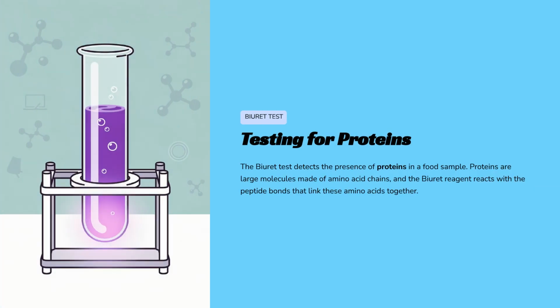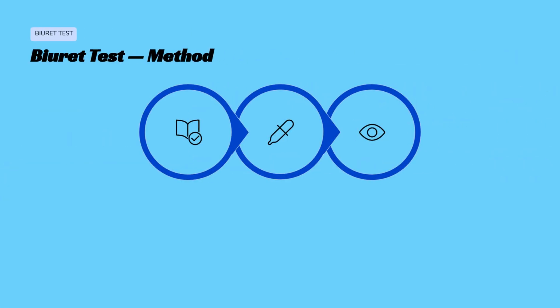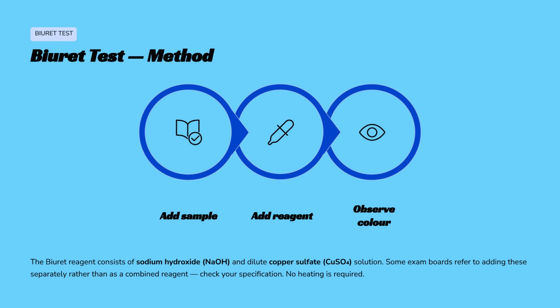The Biuret test is used to detect the presence of proteins. It works by reacting with the peptide bonds that link amino acids together in these large molecules. To perform the Biuret test, add the sample and then the reagent, which consists of sodium hydroxide and copper sulfate. No heating is required for this test.